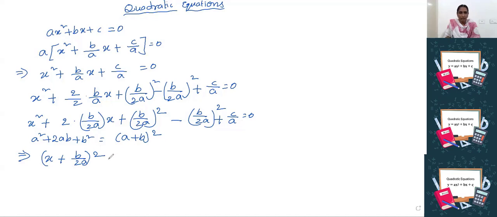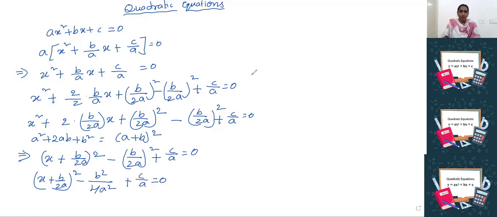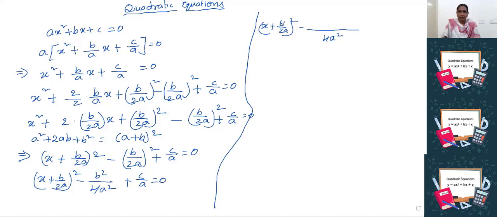The remaining part we are writing as it is: minus b by 2a whole square plus c by a equal to 0. Now x plus b by 2a whole square, and I am squaring this one: b square by 2 square, which is 4, and a square, plus c by a equal to 0. From this, as it is, I am writing x plus b by 2a whole square. And from these two terms, I am taking 4a square as the LCM. Then we will get b square minus 4ac equal to 0. Now for x plus b by 2a whole square, we can send this term to the other side. We are transferring this from LHS to RHS. When coming to this side it will become plus. So it is b square minus 4ac by 4a square.